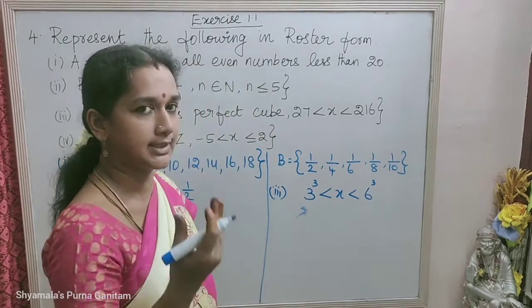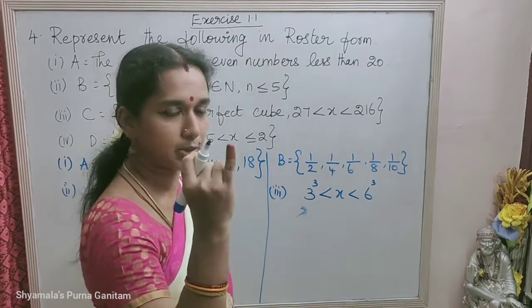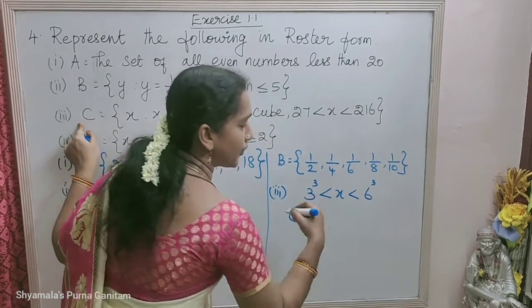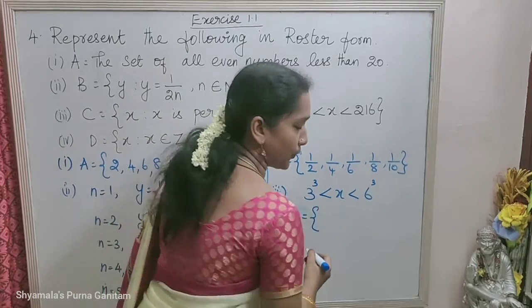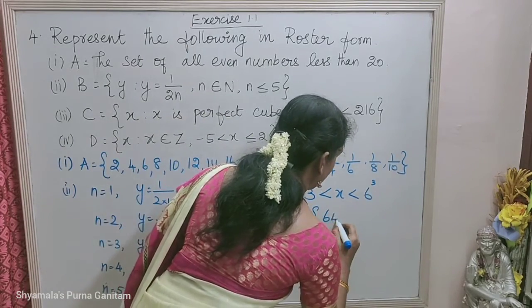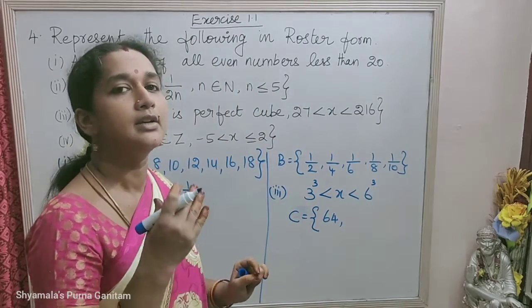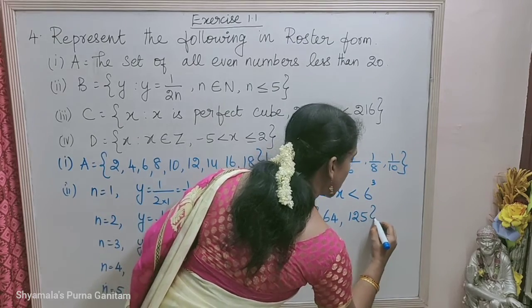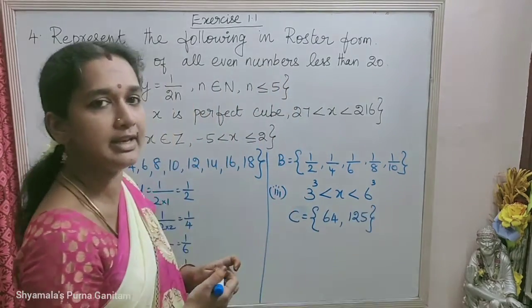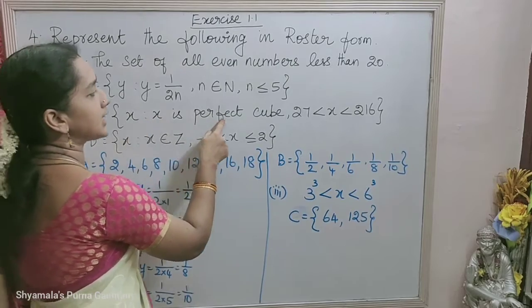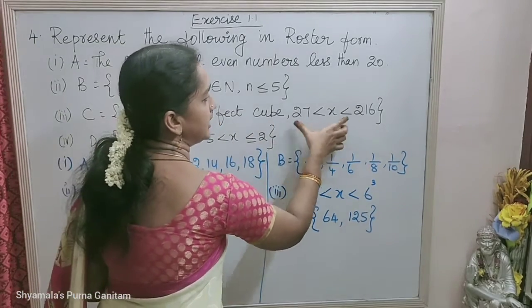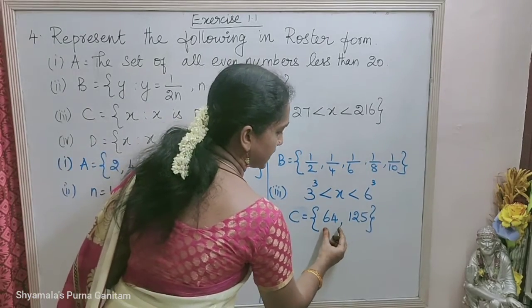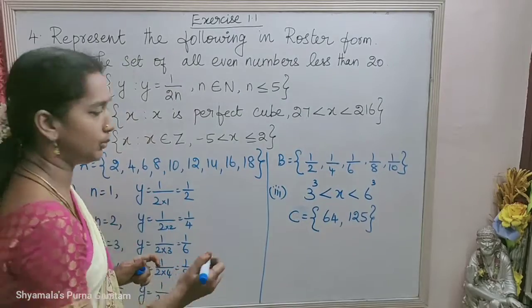4 cube is 4 fours are 16, 16 fours are 64. That is one number. So it is given as set C. So C is equal to 4 cube and 5 cube. 4 cube is 64. And then 5 cube is 5 fives are 25, 25 fives are 125. So these two are the cube numbers between the given numbers. X is a perfect cube between 27 and 216. So between those two you will get 64 and 125, that is 4 cube and 5 cube.